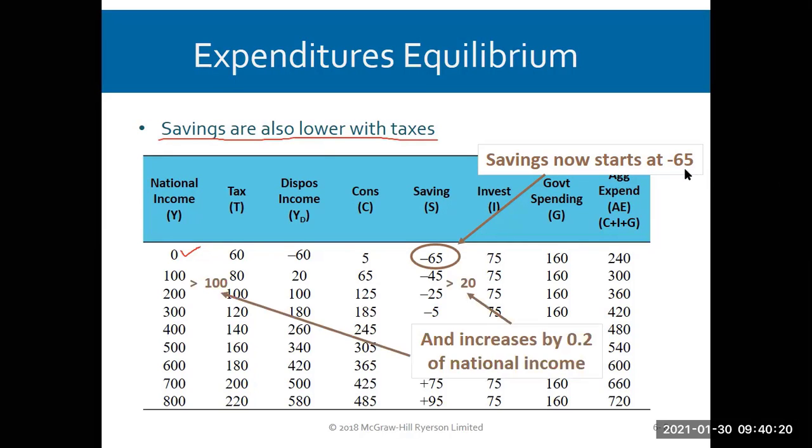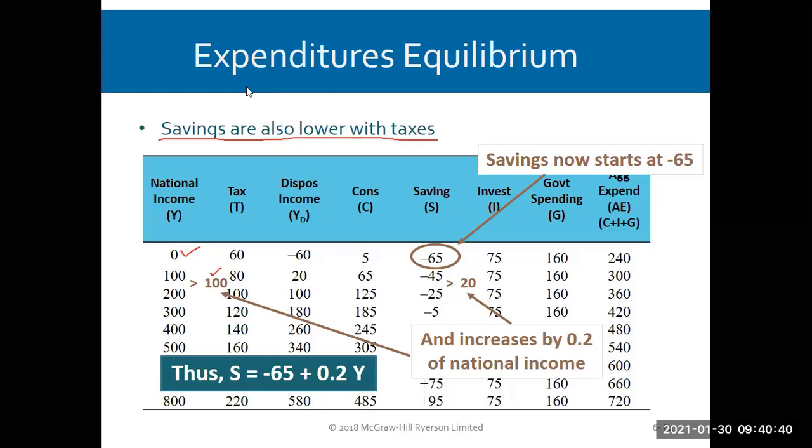And now what's the induced or the marginal propensity to save? Well, here we show income going up 100. And as income goes up 100, savings goes from minus 45 to minus 25, or dis-savings. So savings actually increases by 0.2. That's the marginal propensity to save. So now we can actually write out our formula. Savings is the minus 65 autonomous dis-savings plus 0.2y. That's the induced component. 0.2 is the marginal propensity to save. When you multiply it by y, you get the full induced component.